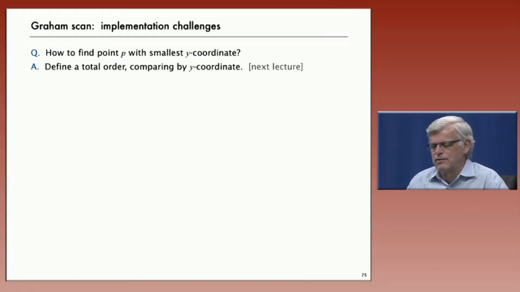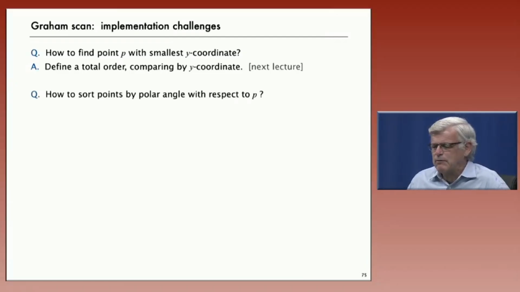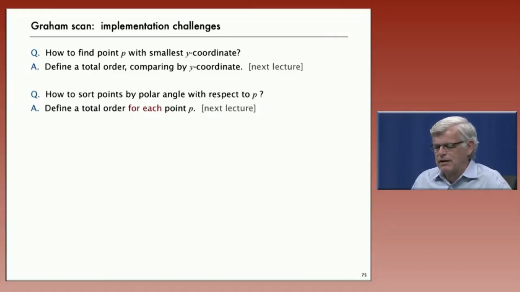Essentially sorting is the answer to that question. And we'll look at the next lecture of what it means to define ordering among objects, a little more general than what we do for sorting. How to sort the points by polar angle? Well, again, we need to define what we mean when we're comparing points. And in the next lecture, again, we'll look at ways to define different orderings among points.